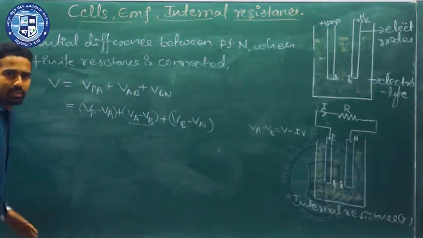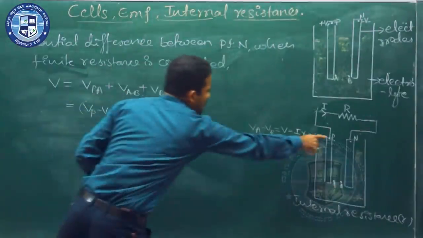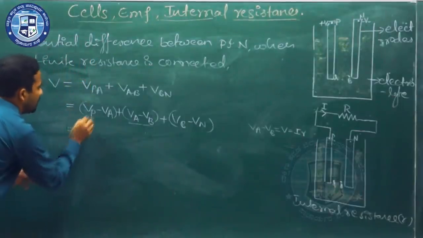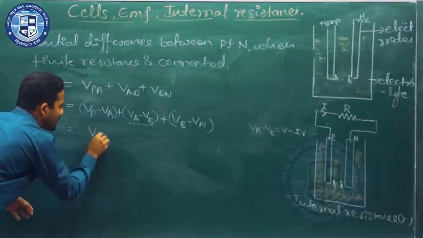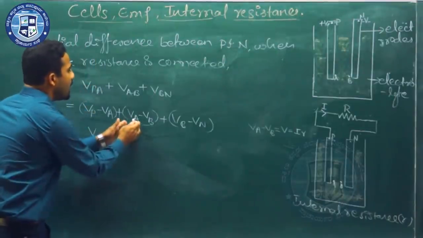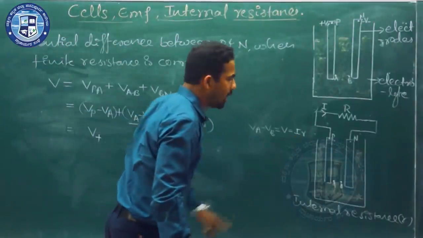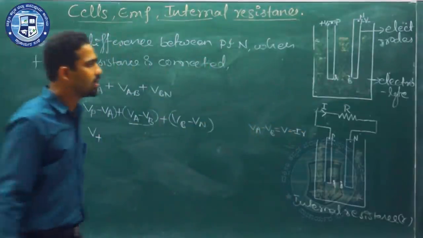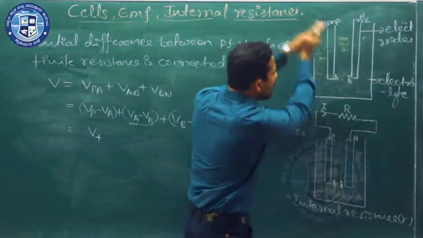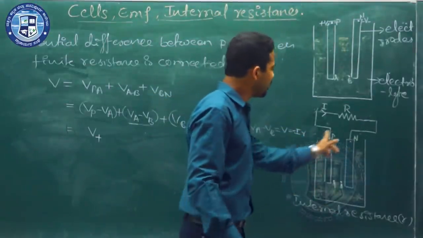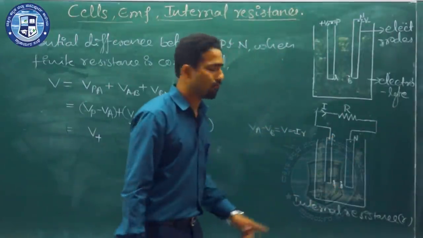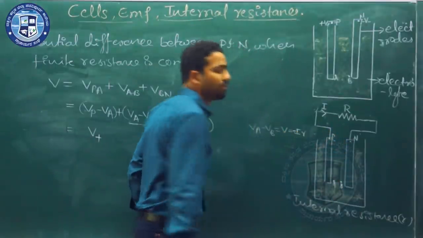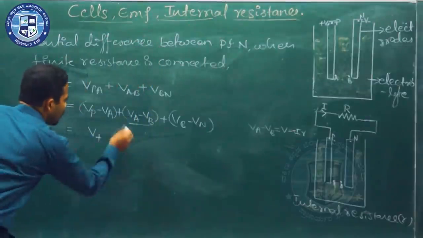And Vp minus Va is there. I told you the potentials at P and A are not the same. That is why if you take the potential difference, you will get V plus here. And here Va minus Vb should be Ir, but here I will put a negative sign, minus Ir. Because I told you in the beginning, if you look at the upper part of this cell, the current will flow from P to N. But if you look at the inner side, the current will flow from B to A, in the opposite direction. That is why we should put a negative sign here, minus Ir. So this becomes plus into minus.